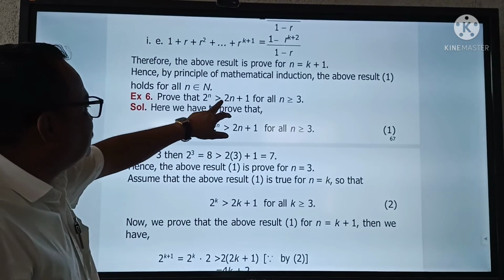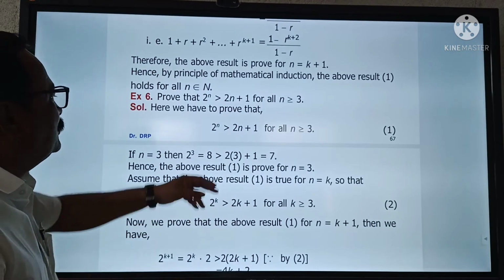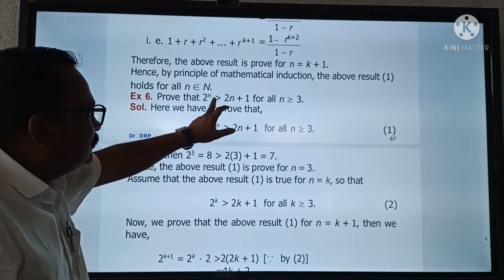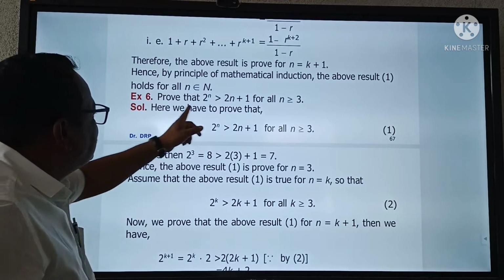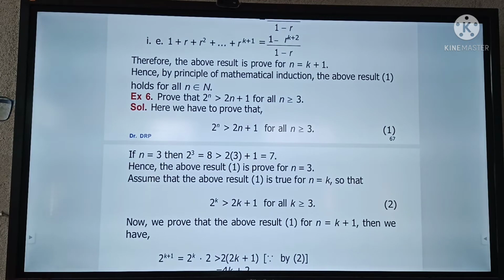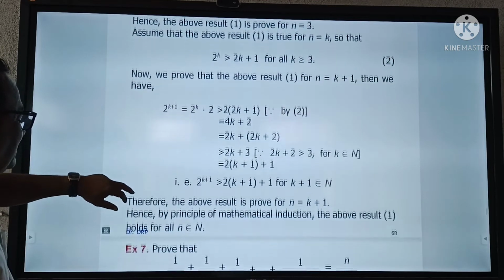See, this result is not true for n is 1 and 2. So if we put n is 1, then it is 2, and this is 3. The 2 is greater than 3 is wrong. So this result is true for n greater than or equal to 3. This is the principle of mathematical induction. That is the second version of the principle of mathematical induction.